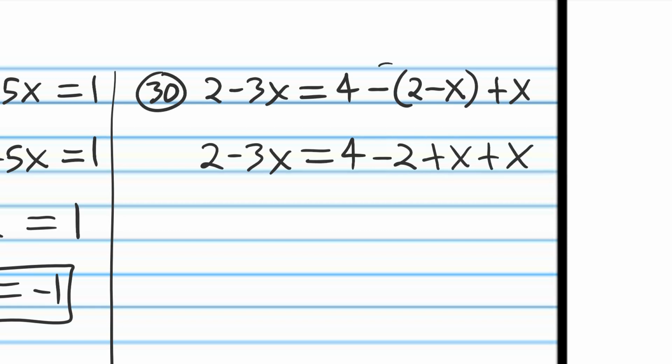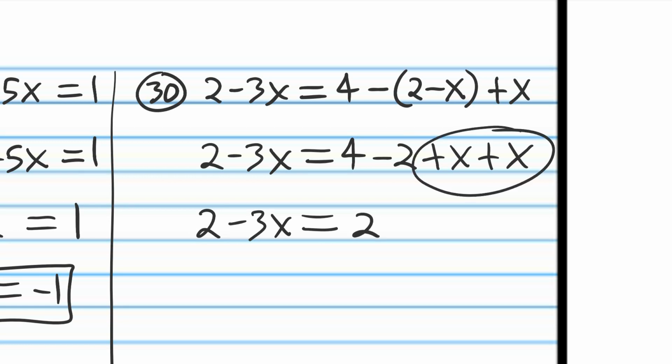So as you can see, this negative here just changes the signs of everything in the parentheses. And we can't really do much on the left side, so we just rewrite that. Got to make my 2's look like 2's. 4 minus 2 is 2, and 1x plus 1x. Remember, the coefficient on these x's is 1. It's invisible, but it's 1. So 1x plus 1x is 2x.